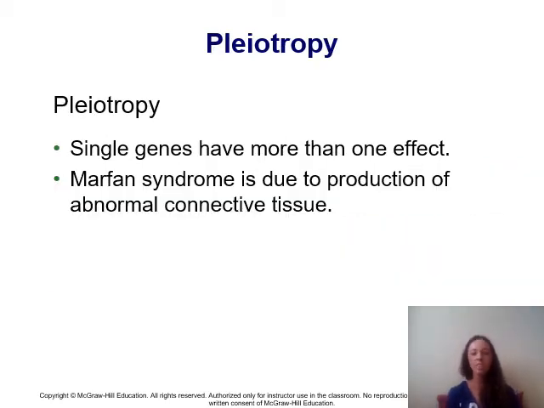So most of the time, a single set of alleles will only have one effect on a person's physical traits, but sometimes they will have more than one effect, and this is called pleiotropy. This can really be seen in a particular disease called Marfan syndrome, and this is due to a single pair of alleles producing an abnormal connective tissue, and this single set of alleles is able to affect so many parts of the body because connective tissue is found in many parts of the body.